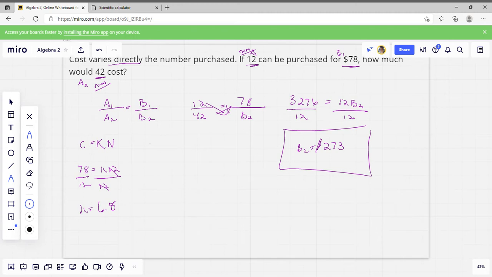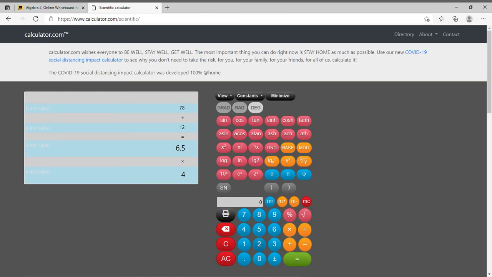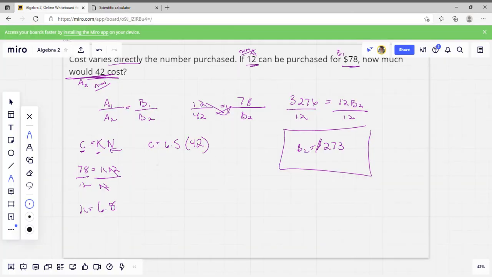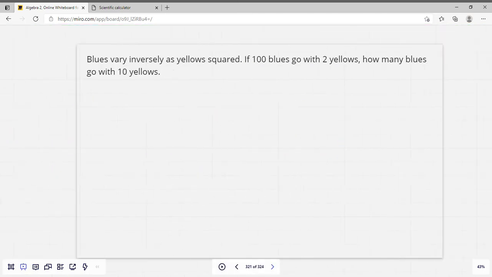So if we have our cost, we don't know what that is. 6.5 is our K, so I'm just filling into this equation. How much would 42 cost? K is our variation, 6.5, times 42. So we do 6.5 times 42, which is 273. Either way, you're going to come up with the same answer. There are two different ways to work these. Personally, I like ratios. I feel like they make more sense.